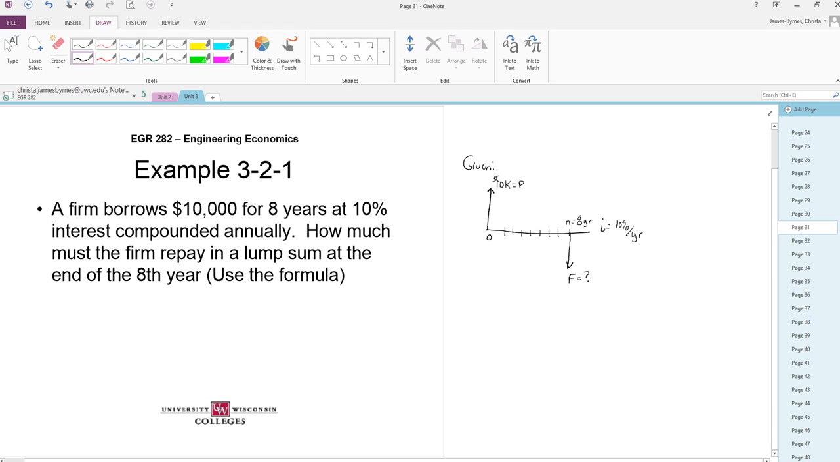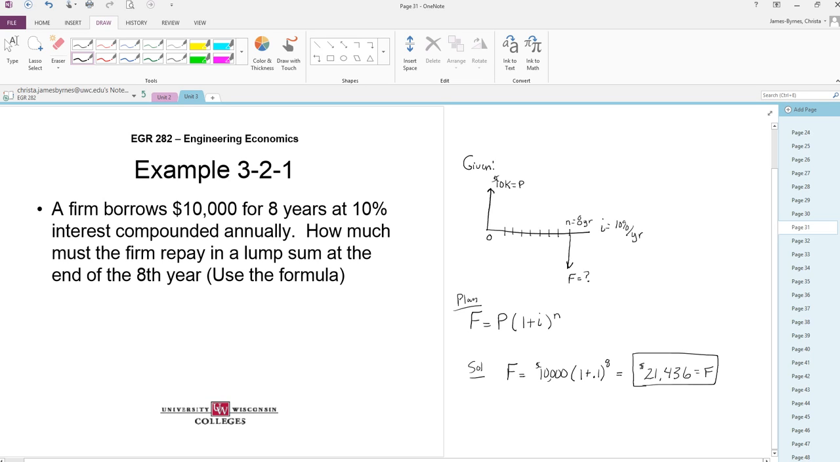Okay? Use the formula. F is equal to P times (1 plus i) to the n. There's my plan. Here's my solution. I'm just going to plug and chug. F is equal to P, 10,000, times (1 plus 0.1) raised to the 8th. I got to pay a fair chunk back, 21,436. There's my future. Box in my answer. All is good.